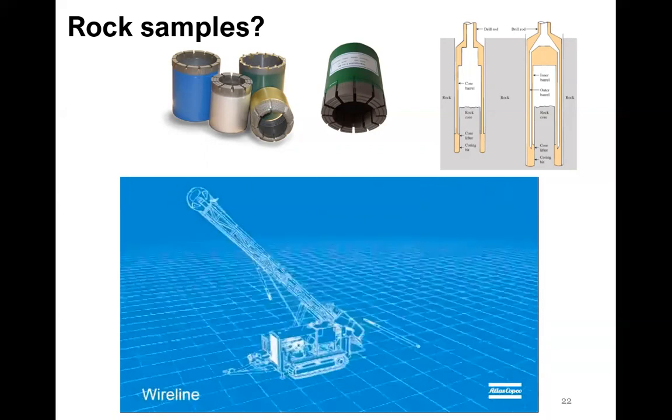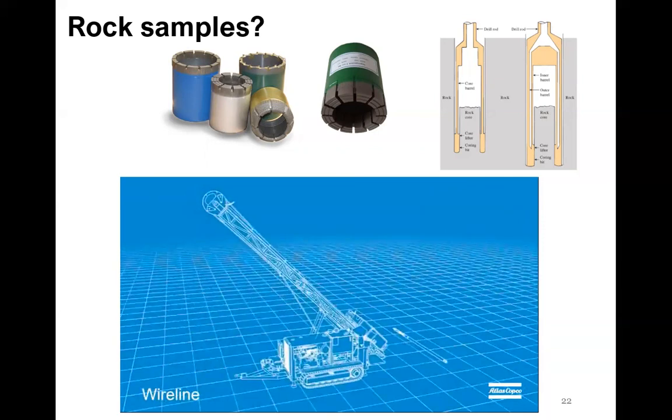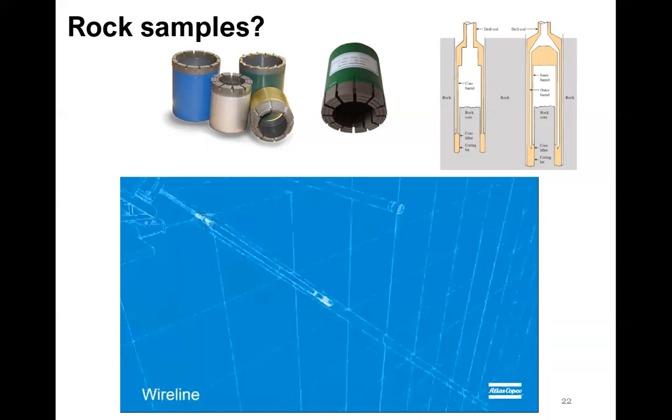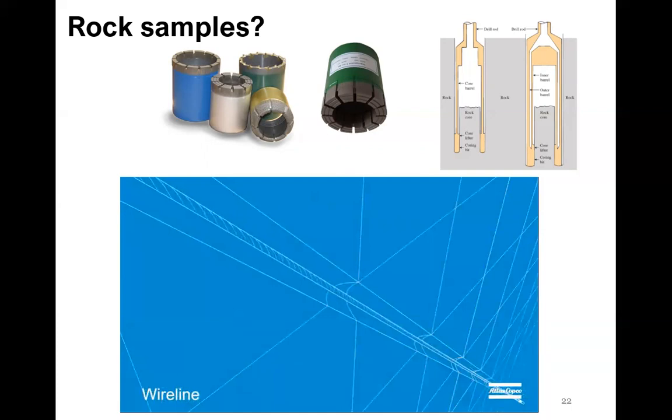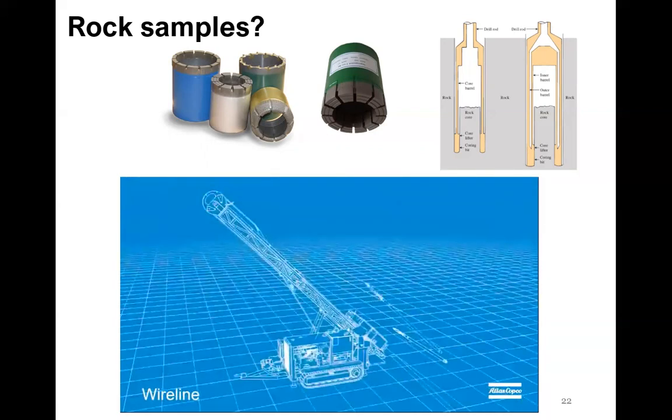In wireline drilling, a so-called overshot is sent down to release the inner tube. The overshot and inner tube are then hoisted up to the surface with a wire. A new inner tube is lowered down and locked in place. This method is much more productive, efficient, and safe.